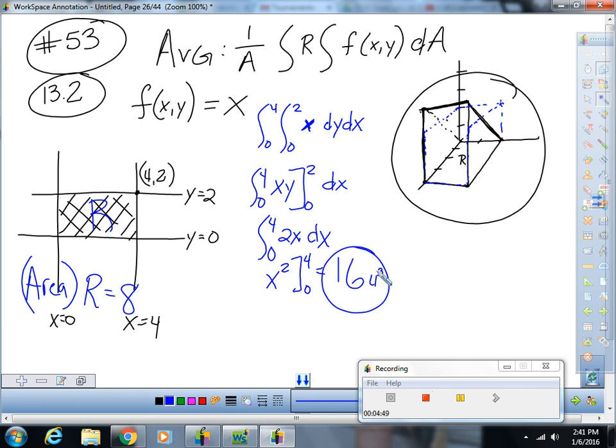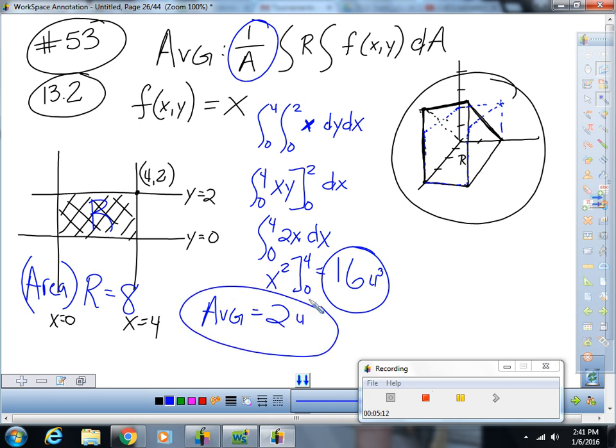But to find the average of the function, you have to do 16 times 1 over the area. So the answer to this question is 2. Just 2 units. Think about that. The integral gave me cubic units, but when I divide it by square units, I'm back to units.